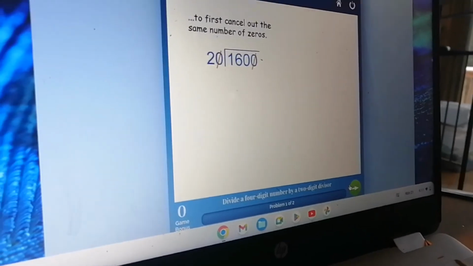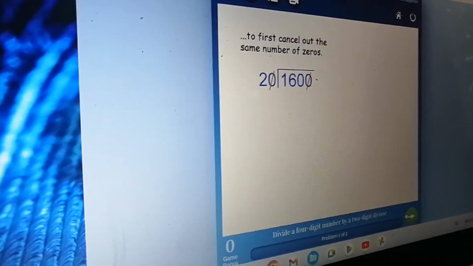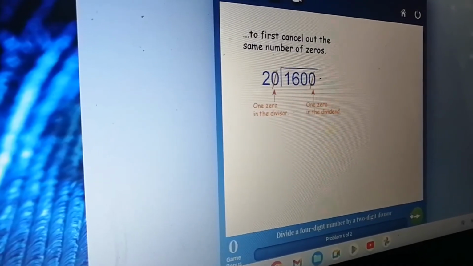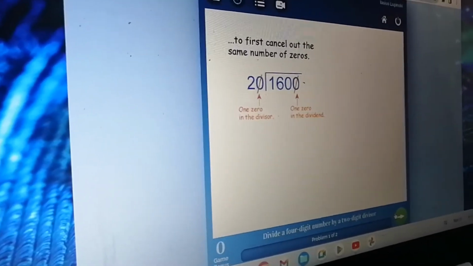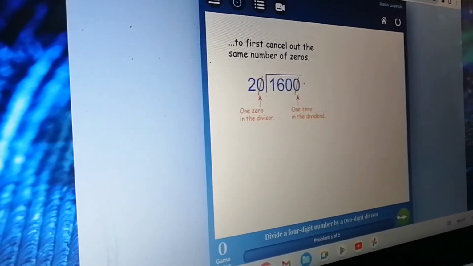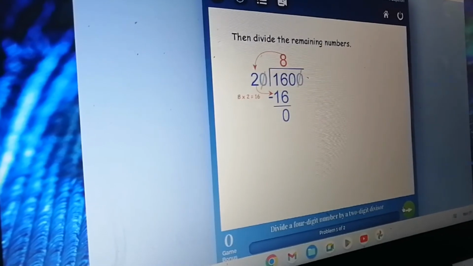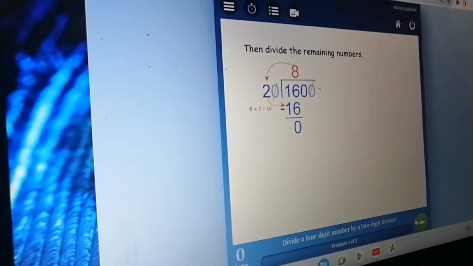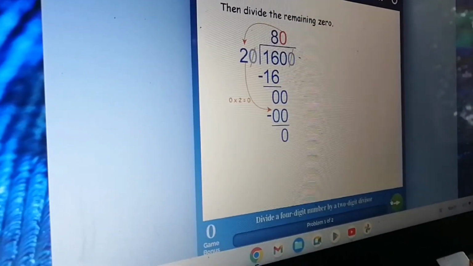A shortcut for dividing multiples of 10 is to first cancel out the same number of zeros. I think they're trying to get you to think in the bigger picture: one zero in the divisor, one zero in the dividend, getting rid of zeros. Because I think they're leading into dividing by powers of 10, which would be the next thing.